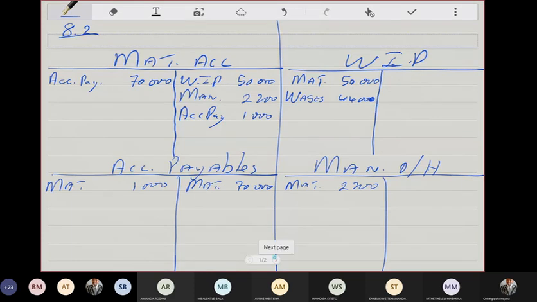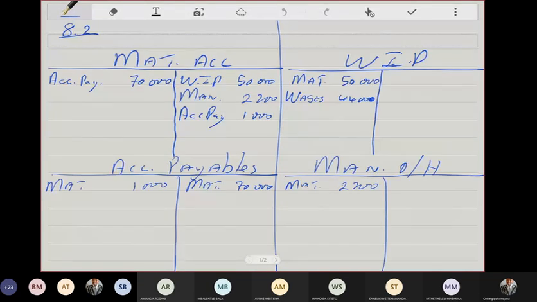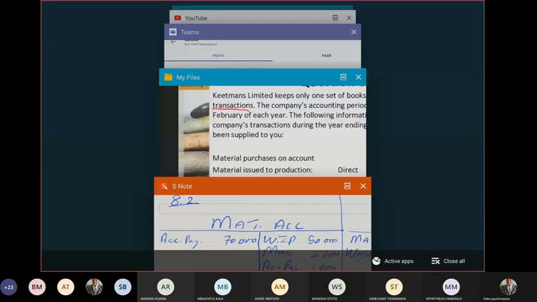And we've also got the indirect labor of 2,000. We'll credit this with manufacturing overheads. Remember that 2,000. And we go to our manufacturing overheads. We've got the wages here with that 2,000. So we're done with that transaction. We move on to the next one.